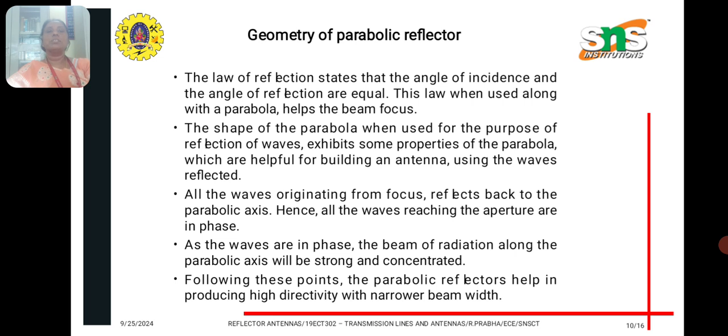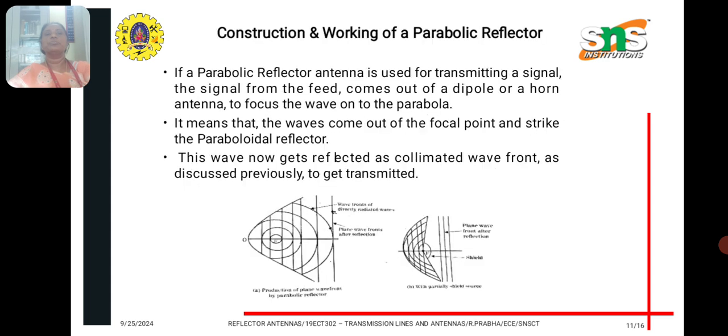All the waves originating from the focus reflect back parallel to the parabolic axis. Hence, all the waves reaching the aperture are in phase. As the waves are in phase, the beam of radiation along the parabolic axis will be strong and concentrated. Following these points, parabolic reflectors help in producing high directivity with narrower beamwidth.